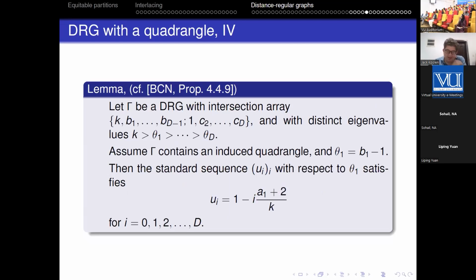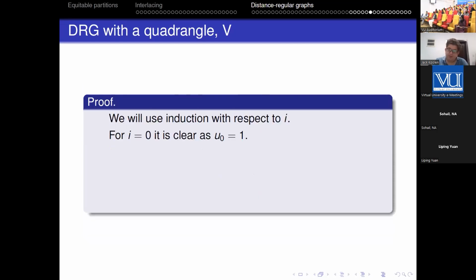So this lemma says that if you have an induced quadrangle and theta 1 is b1 minus 1, then you have a very nice expression for your standard sequence. And this is very easy to prove. We do it by induction on i.